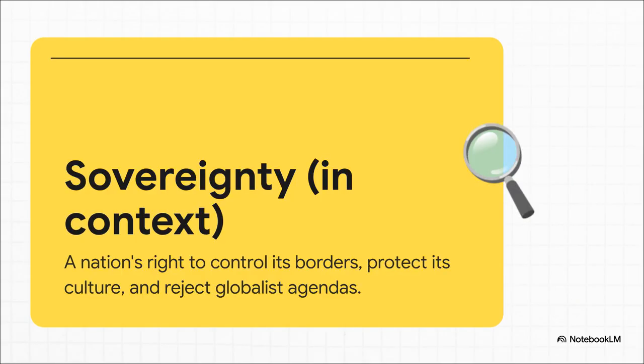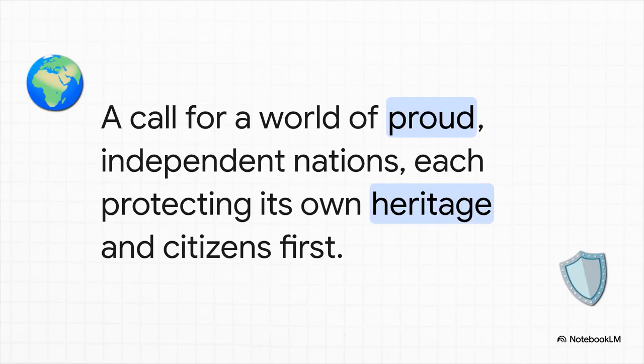So it's really crucial to understand what the speech means by sovereignty. We're not just talking about independence here. It's defined very specifically as a nation's absolute right to control its own borders, protect its own unique culture, and to flat-out reject any international agendas on issues like migration and climate that it sees as harmful to its own interests.